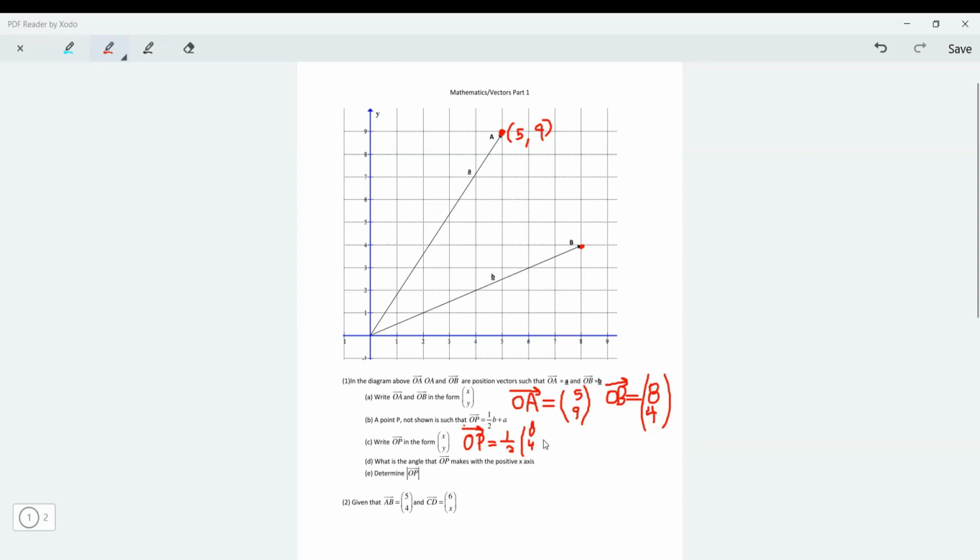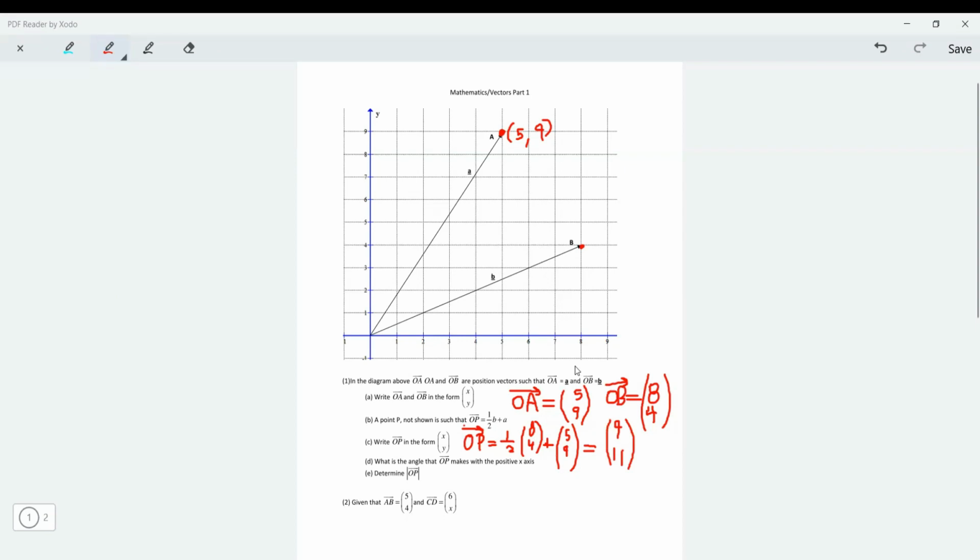When you work out a half of 8, 4 plus OA, you work out a half of 8, which is 4, and then you add 4 to 5. When you add 4 to 5, you get 9. Then you work out a half of 4, which is 2, then you add 2 to 9, and you get 11. So that is vector OP, which is a half b plus a.